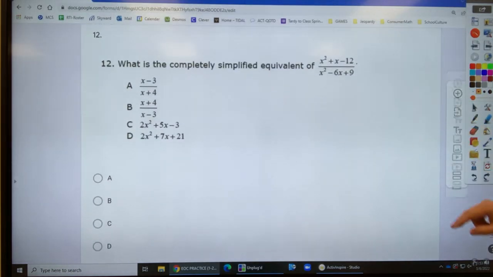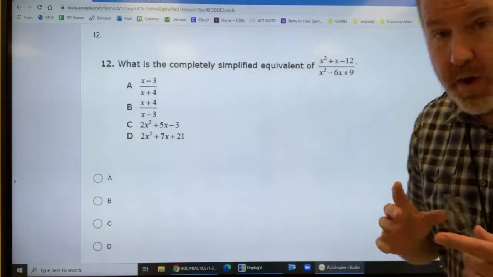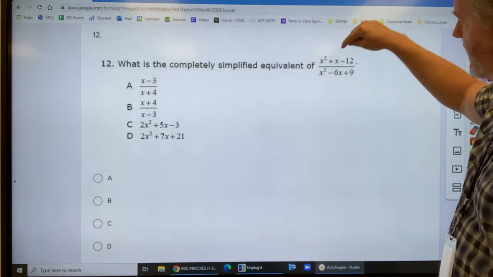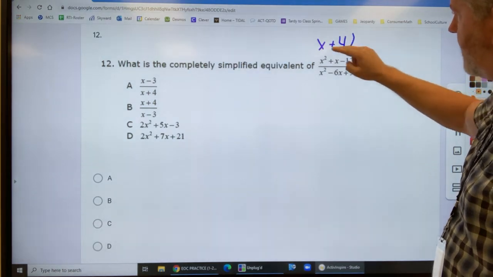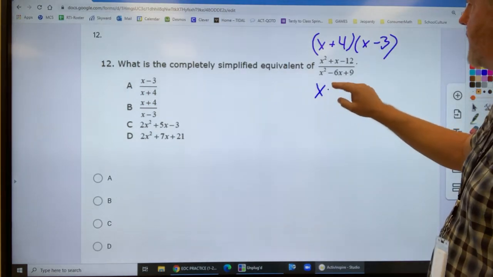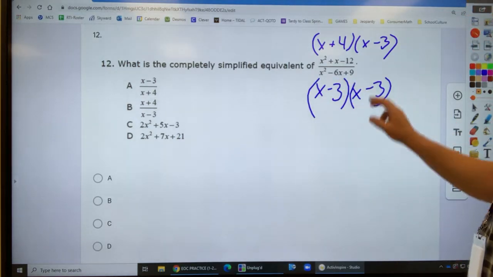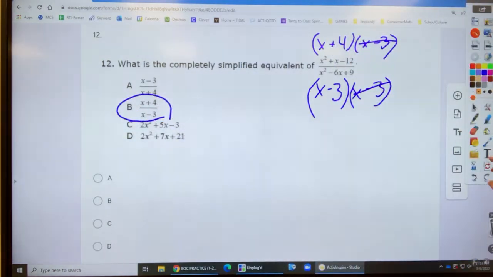All right, number 12. So 9 more to go on this set. What is the completely simplified equivalent of that over that? So we're just going to factor the top. Hopefully it will factor. If it doesn't, we're in for something more complex. So what multiplies to get that? 4 and 3, okay? The 4 needs to be positive because I need a positive 1 in the middle. X minus 3 and minus 3 and minus 3. Those will multiply to get positive 9 and add up to negative 6. Cancel, cancel. Answer is right here.